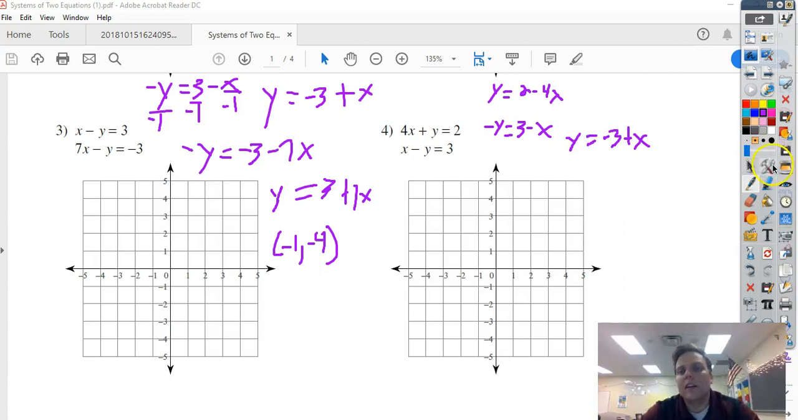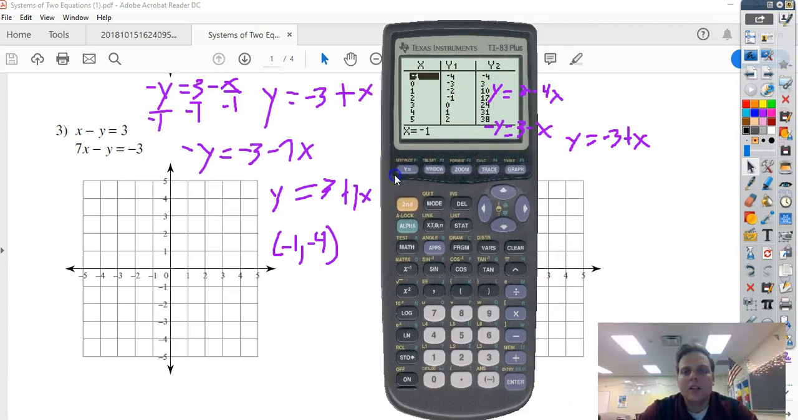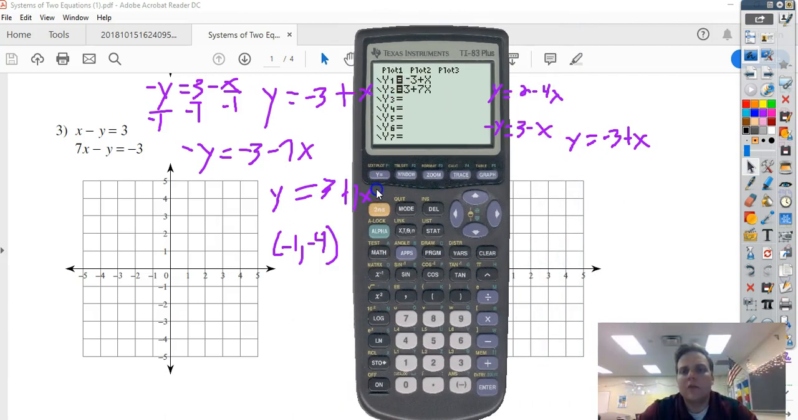Now we're ready to type that into the calculator. We go to y equals and type in the first one, which is 2 minus 4x. Then we go to the next one and type in negative 3 plus x. We hit graph.